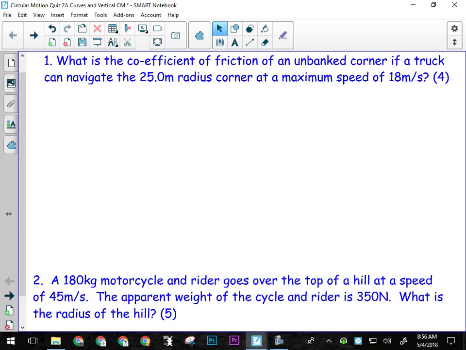All right, watch and listen carefully here, guys. So our first question, quite simply, is an unbanked curve. What holds you in an unbanked curve? Friction. Okay, so let's have a mark for givens here.